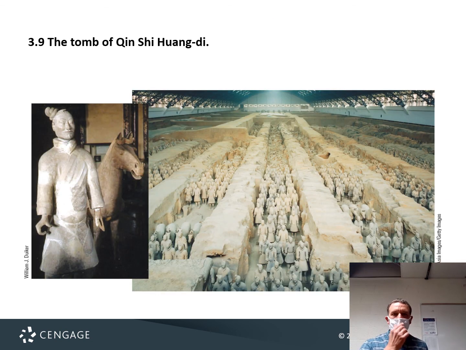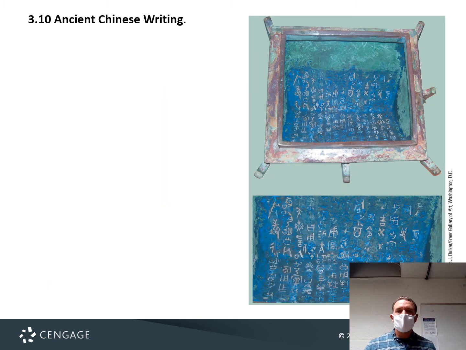So as I was mentioning earlier, this is the great tomb of the Emperor Shi Huangdi. This is his terracotta army, more than 6,000 figures, each individually carved. It's incredible. Here's an example of ancient Chinese writing. Some of the oldest written records date back thousands of years.